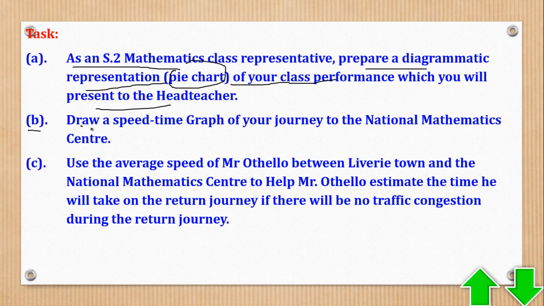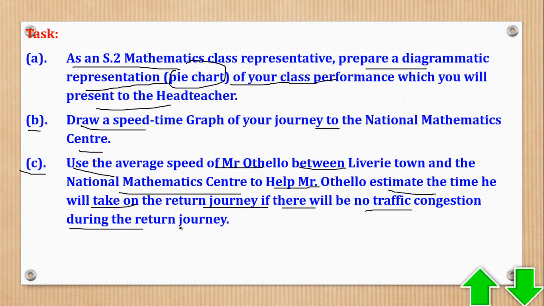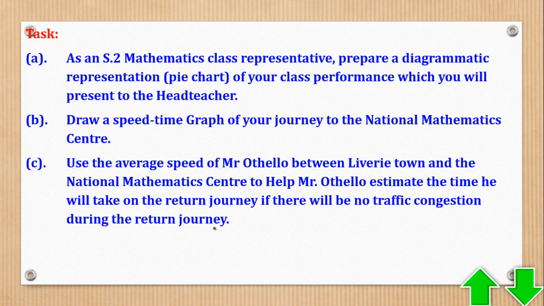Part B, draw a speed time graph of your journey to the National Mathematics Center. Part C, use the average speed of Mr. Othello between Reverie town and the National Mathematics Center to help Mr. Othello estimate the time he will take on the return journey if there will be no traffic congestion during the return journey. Okay, so we shall begin with the first one, drawing a pie chart.